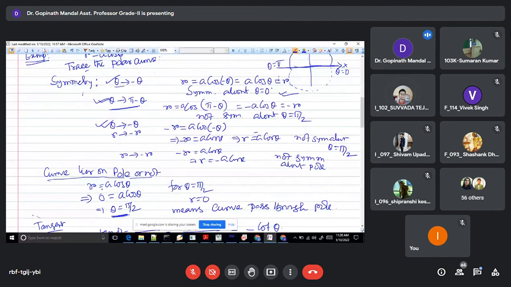For the curve r equal to a into 1 plus cos theta, if r equal to 0, then theta equal to pi. It passes through the pole at theta equal to pi. So we should find the tangent only at theta equal to pi.